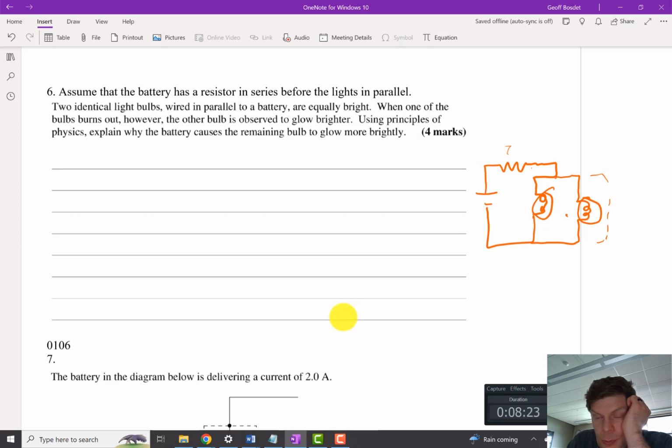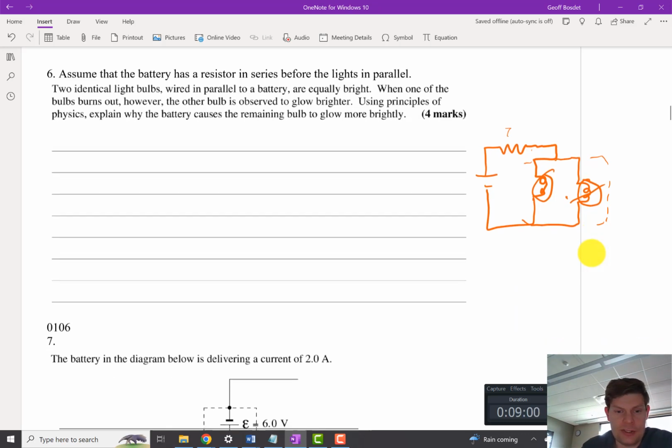back when both of these were working, the resistance of this section of the circuit was lower. But if one of them burns out, then suddenly it's not in parallel anymore. The resistance of this section has just doubled. And so as a percent of the resistance of the whole circuit, this has gone up significantly, and so the voltage drop across it has gone up. So we've got a bigger voltage drop across this one, which will shove more current through it and make it glow brighter. So that's why. Bit of a tricky one, but that is the gist.